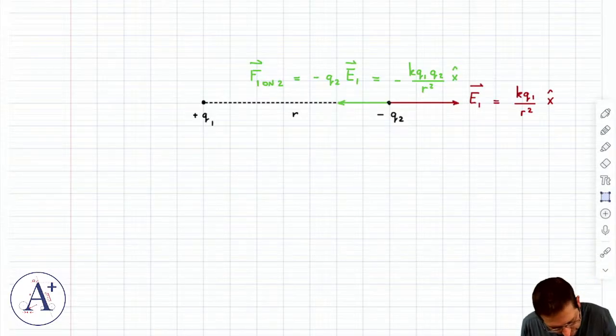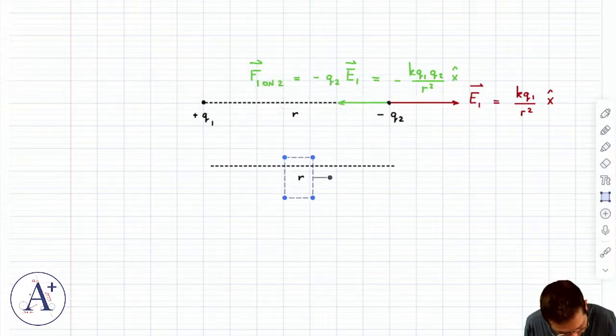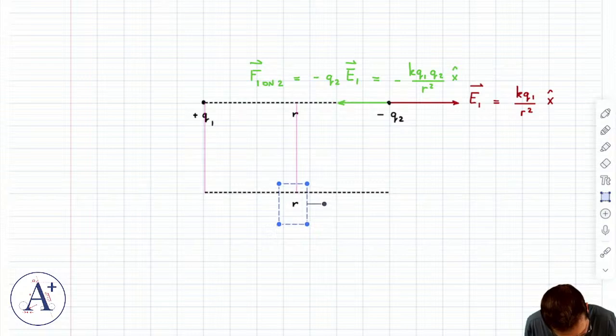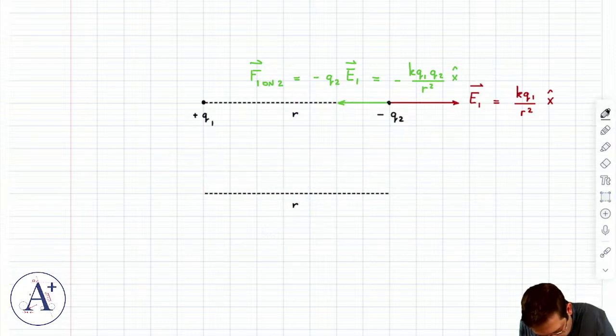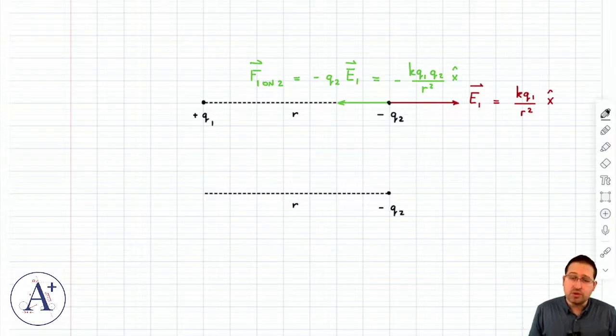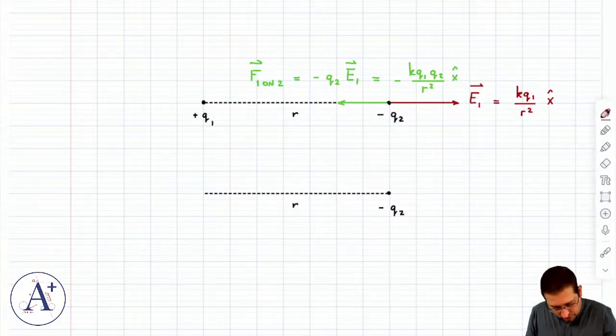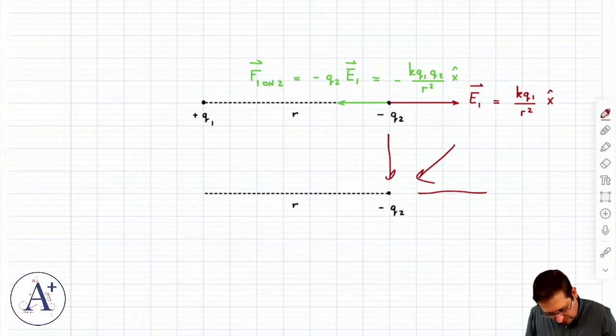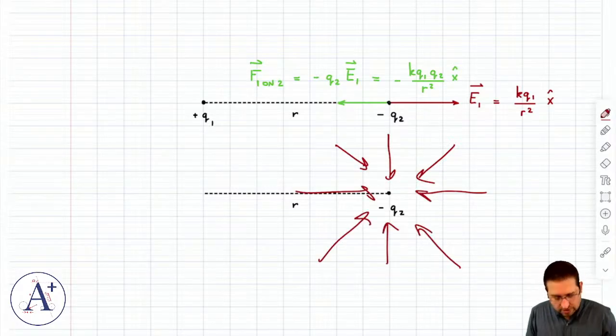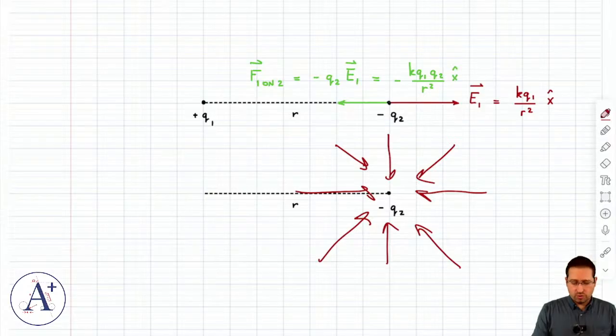I could have told the same story, starting with minus Q2. Maybe I do it again. I say, okay, now I'm just going to start with minus Q2. There's no Q1 yet. Now, minus Q2 is a negative point charge. Everywhere in the space surrounding it, there is going to be an electric field that is radially inward, that points toward minus Q2.